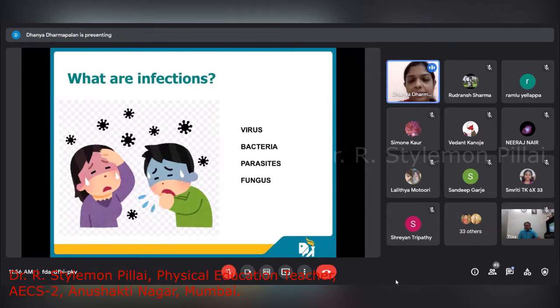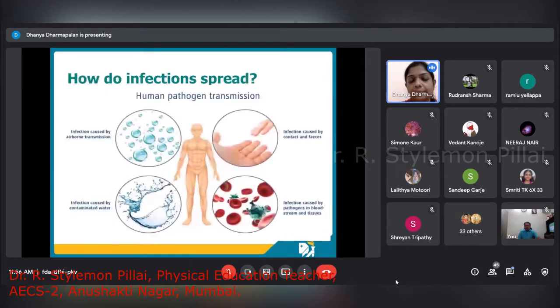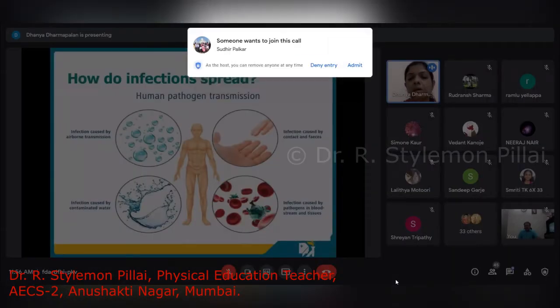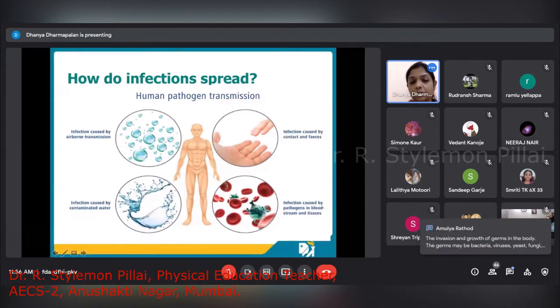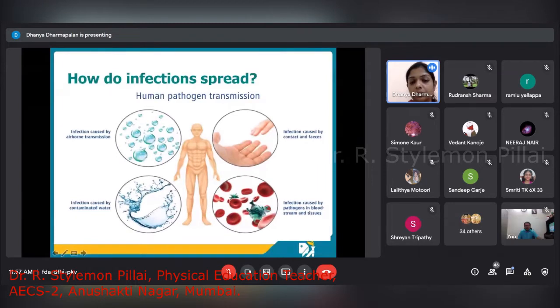And how do these infections spread? They spread either through air when you cough or sneeze, or when you drink contaminated water or eat food which is contaminated with those germs, or when you touch those areas where those germs are present, and also through blood or infected needles.